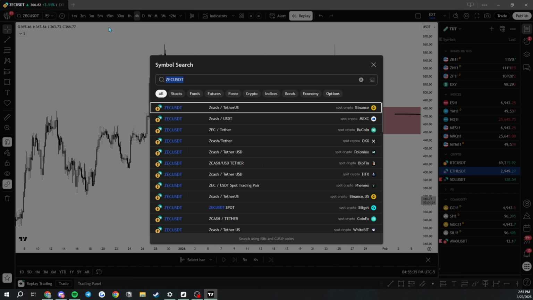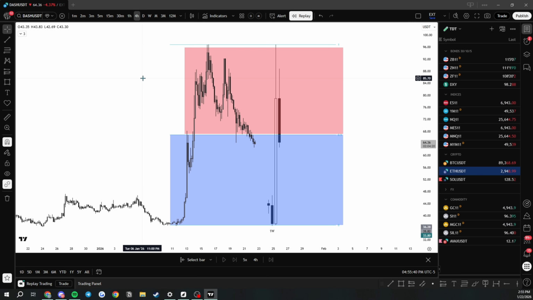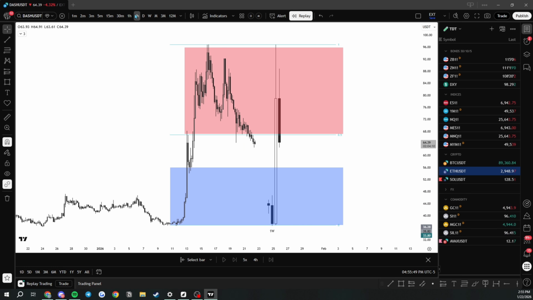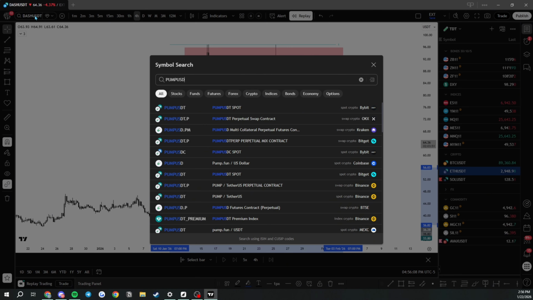We're looking at Dash. We're finally in discount. Personally, I'd be waiting for us to come all the way back down here. Or maybe off of this order block too, actually. But I would need a decent curl up, at least above this high, to really think that we're gonna go back up there. We're looking at pump.